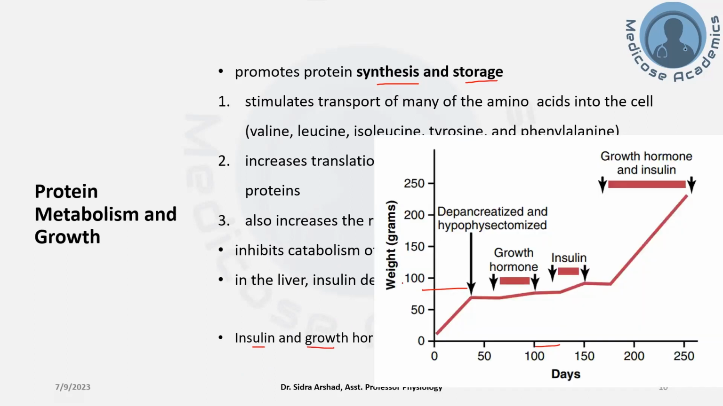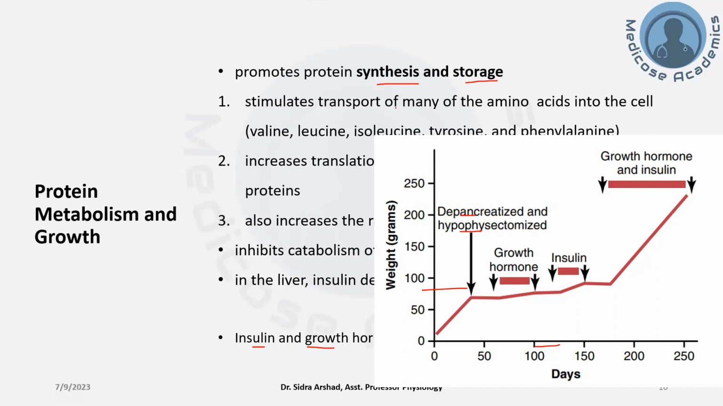It can be explained by this graph. You can see over here that this graph shows the growth, in terms of increase in weight, in a rat which had been depancreatized and hypophysiectomized. That is, the pancreas had been removed along with the pituitary gland. So there is no source of endogenous insulin and endogenous growth hormone. Growth hormone, well established, is involved in the growth of the body, and insulin also helps the growth hormone out with this process.